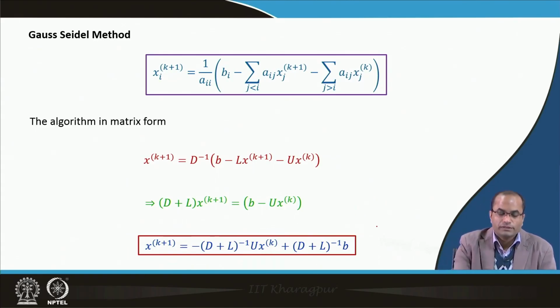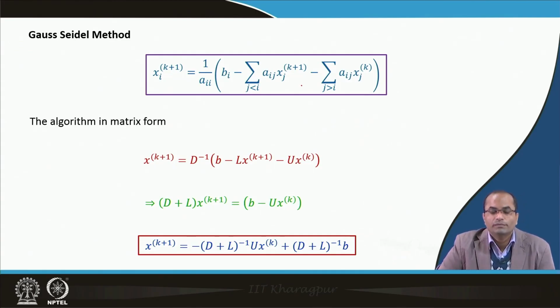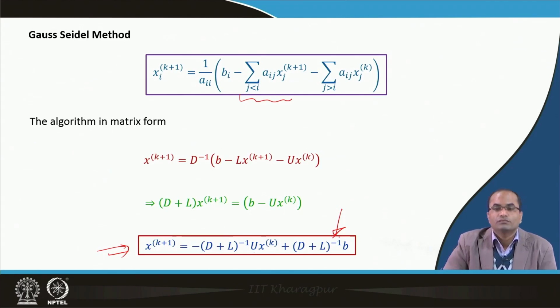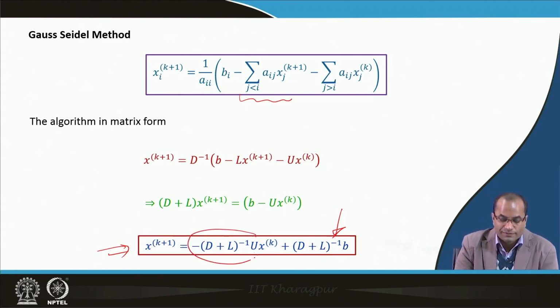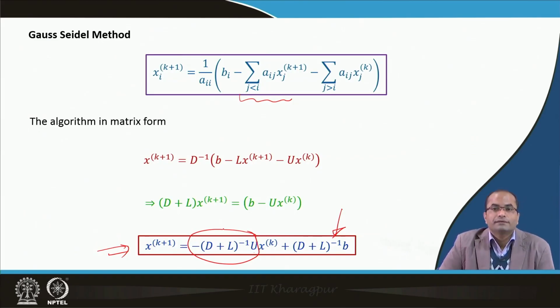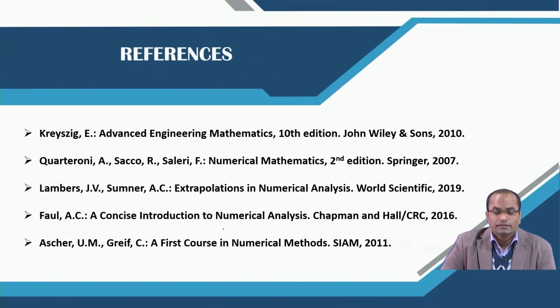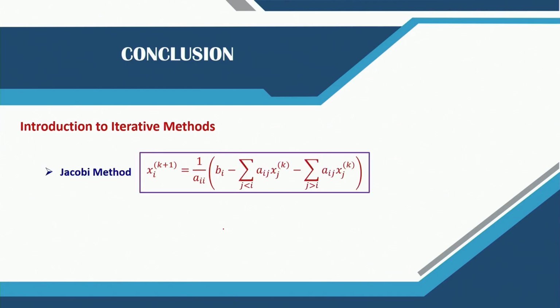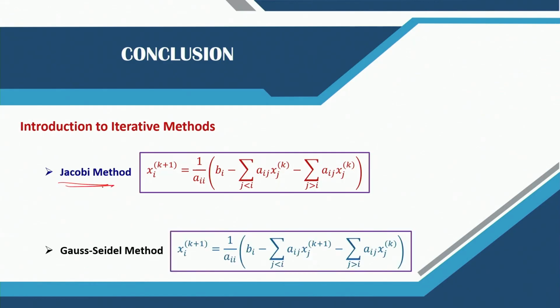There is only a slight difference in the Gauss-Seidel method from the Jacobi method: in Gauss-Seidel we are using the recently computed values, and as a result this matrix form takes this form where (D plus L) inverse U, and here (D plus L) inverse b is coming. This is the iteration matrix for the Gauss-Seidel method. So, these are the references we have used for preparing this lecture, and in this lecture we have introduced the idea of the iterative methods, and in particular we have derived the Jacobi method and the Gauss-Seidel method.